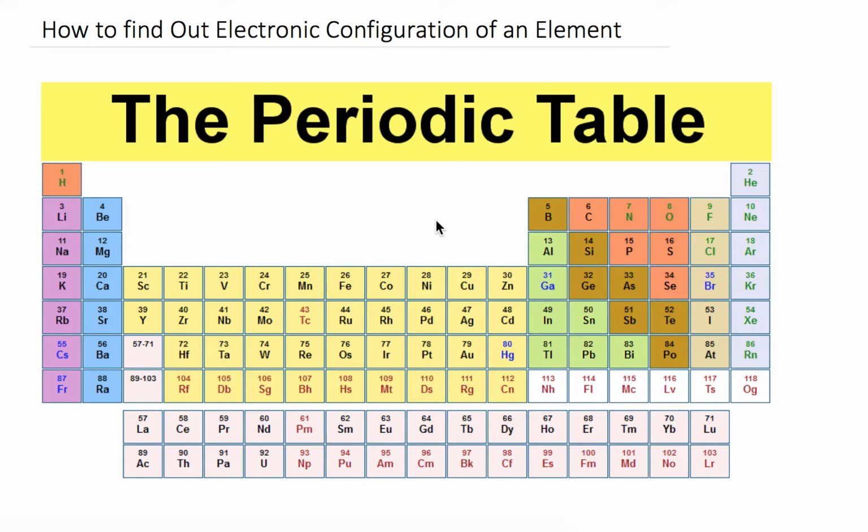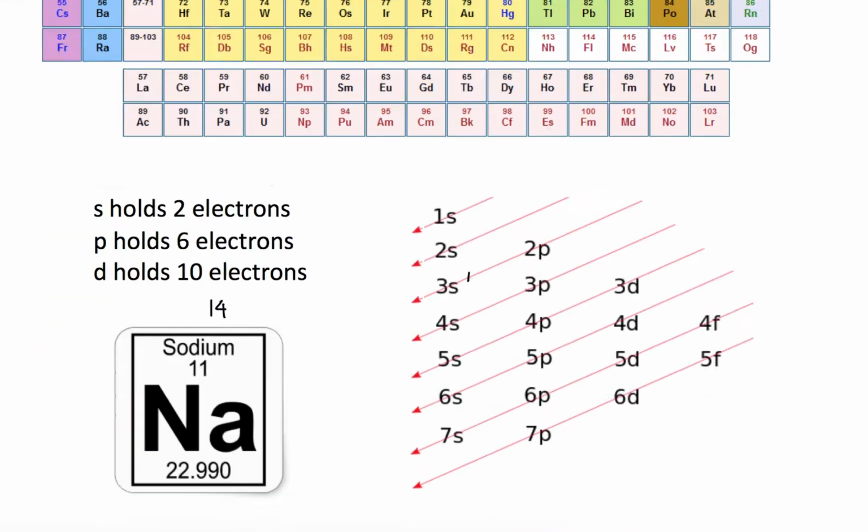Hello everybody. Today we'll be finding out how to find the electronic configuration of an element. To do this exercise, we'll be considering sodium. So let's look at the periodic table for a second. Where is sodium? It's right here.